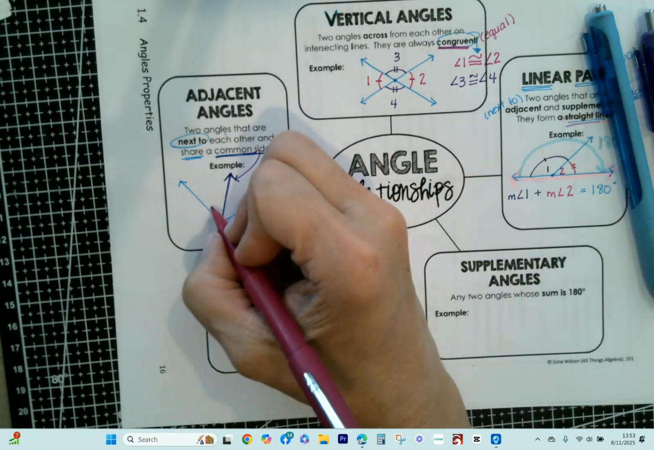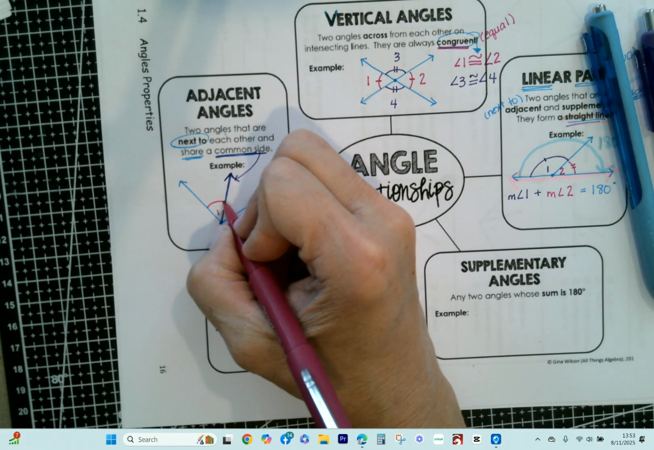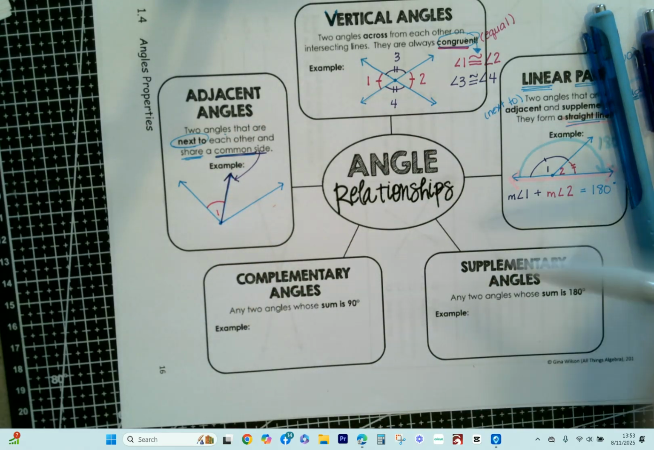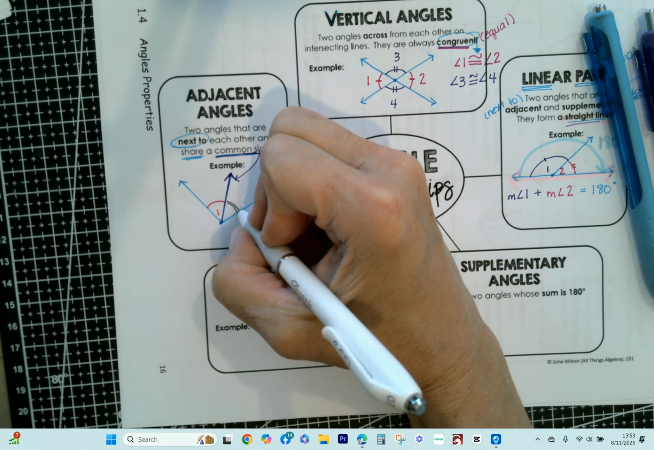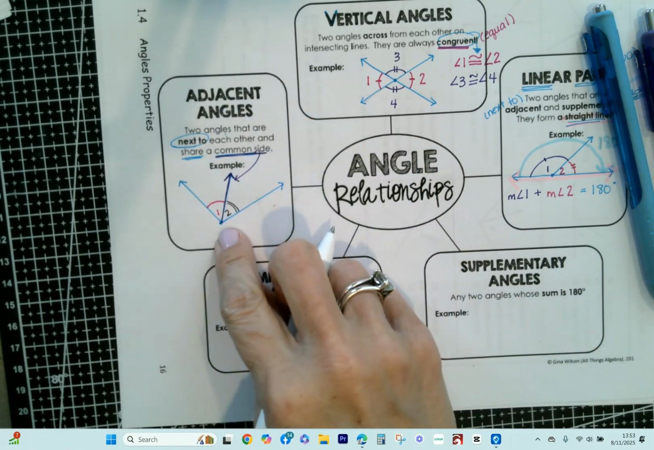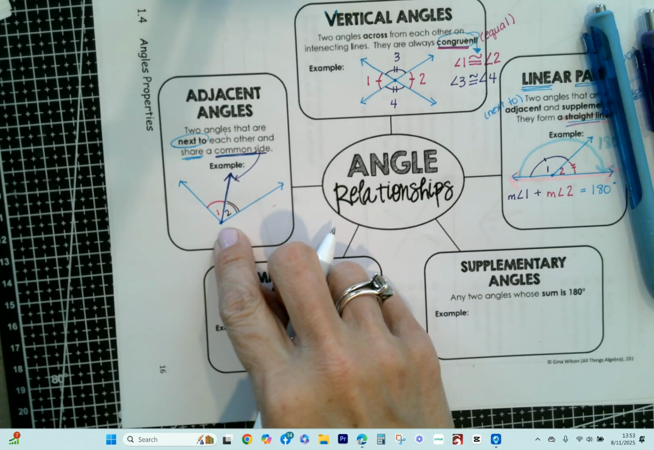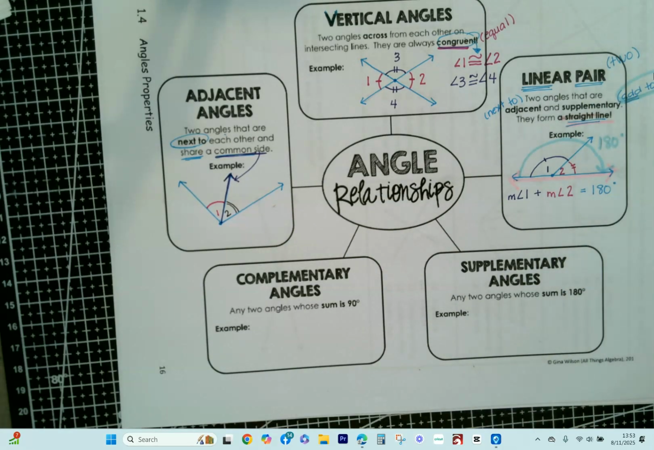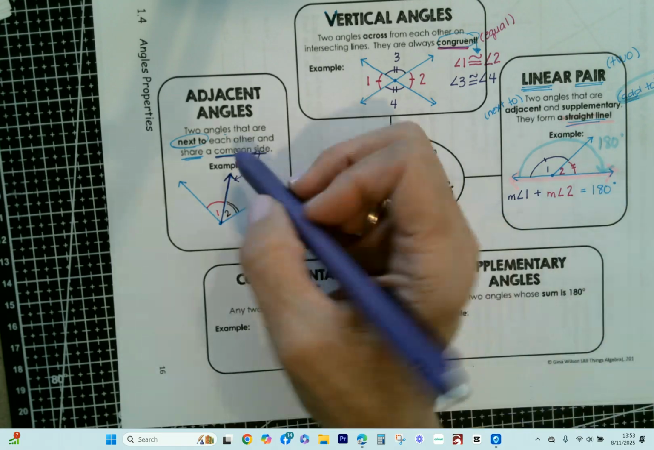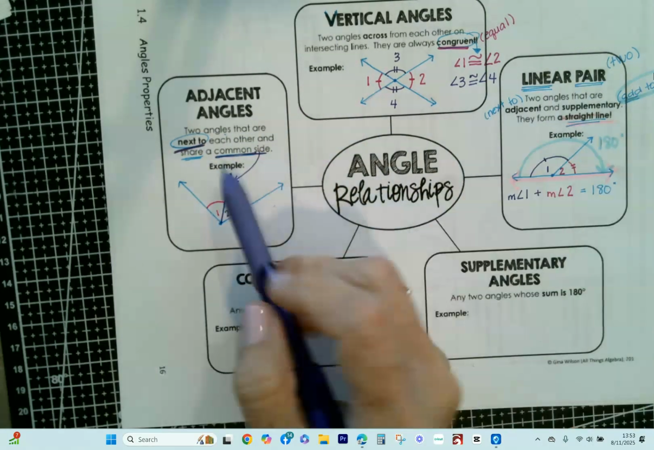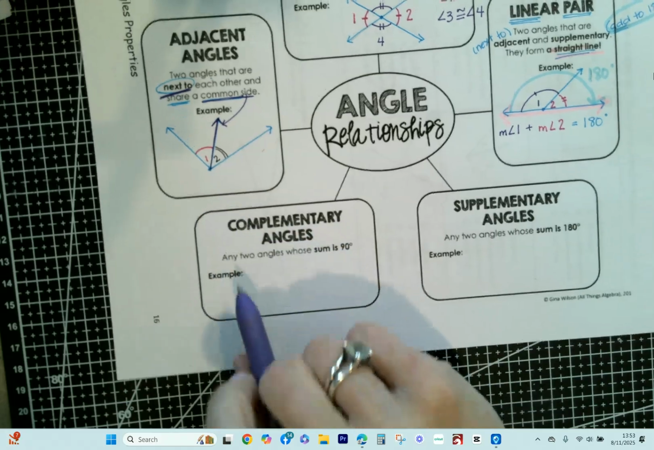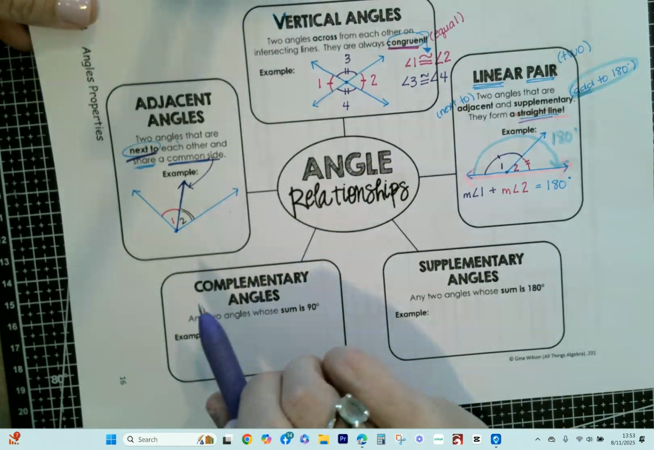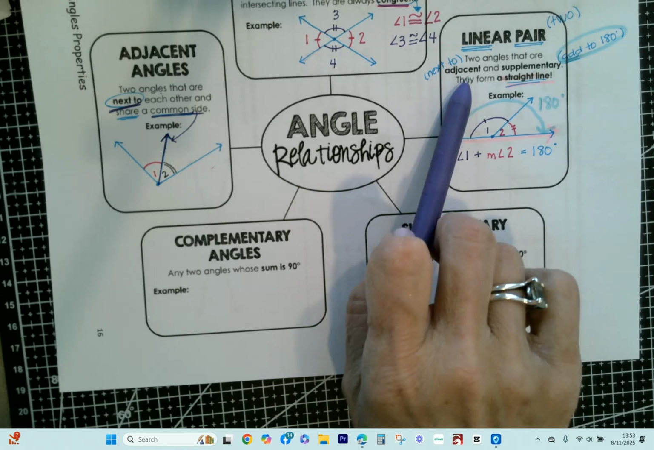So over here, this is angle 1, and this one is angle 2. Now these angles may or may not be equal, so they may or may not be congruent, but the big thing is that they are next to each other and they share a common side. So they can be congruent, but they are not always congruent. Remember, congruent means equal. So that's adjacent. That was this word here.